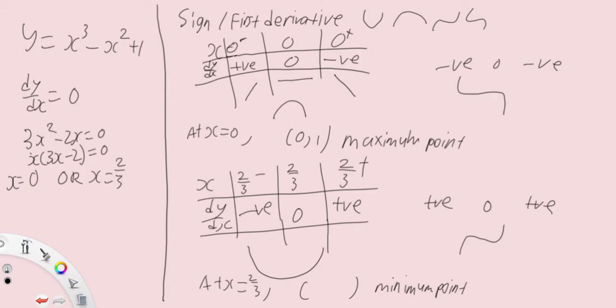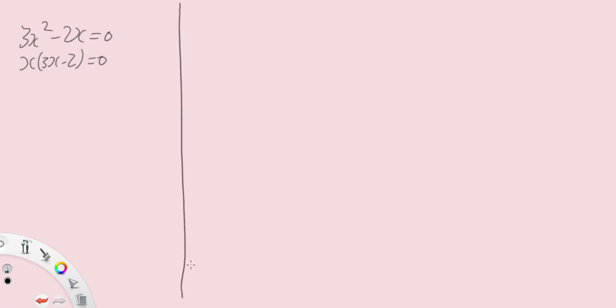The other test is what we call the second derivative test. So going back to the graph, let me just write down the first form so that it's easier to differentiate again later. The other test is the second derivative test. And by second derivative, we're looking at d2y/dx2.